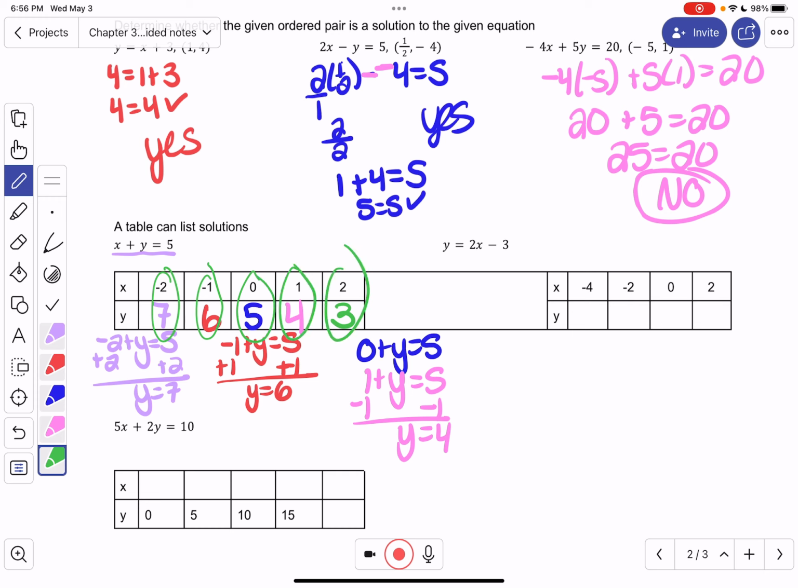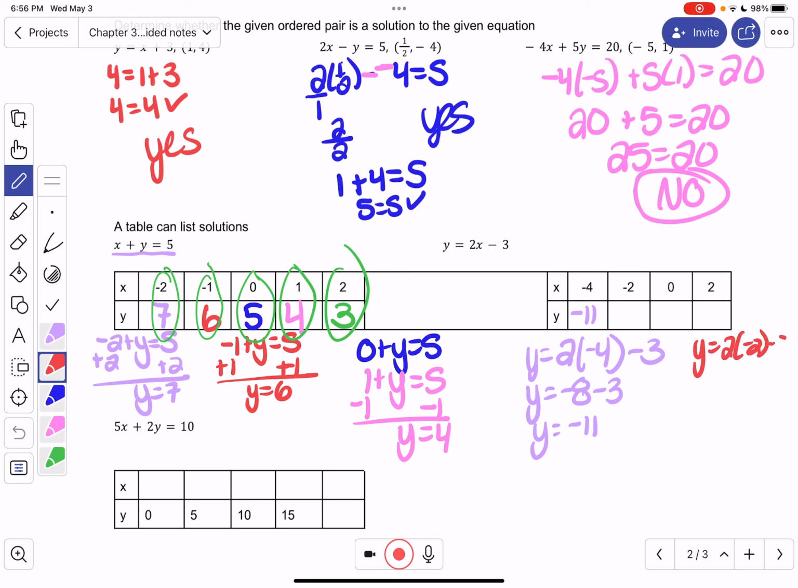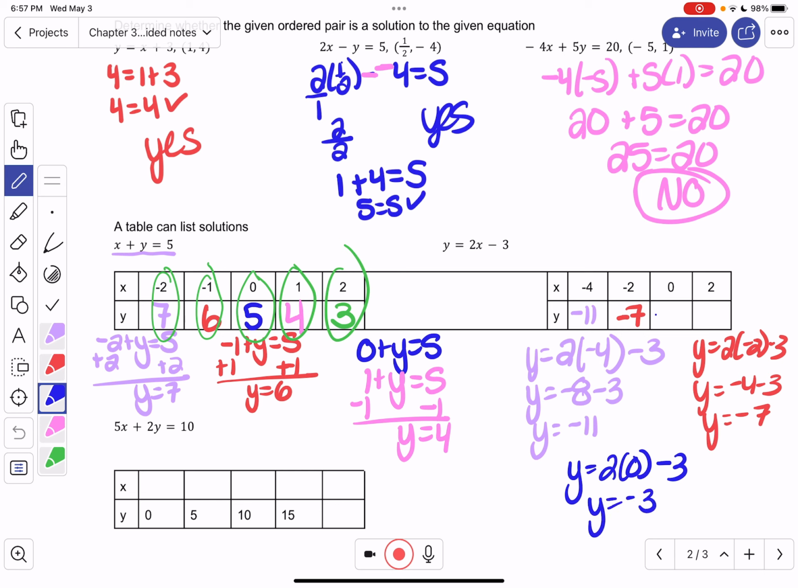You try the other one. 2 times -4 minus 3. 2 times -4 is -8. -8 minus 3 is -11. Do it again with the -2. 2 times -2 is -4. Minus 3 is -7. Then with the 0, 2 times 0 is 0. Minus 3 is -3. And 2 times 2 is 4. Minus 3 is 1. Now we have points there.